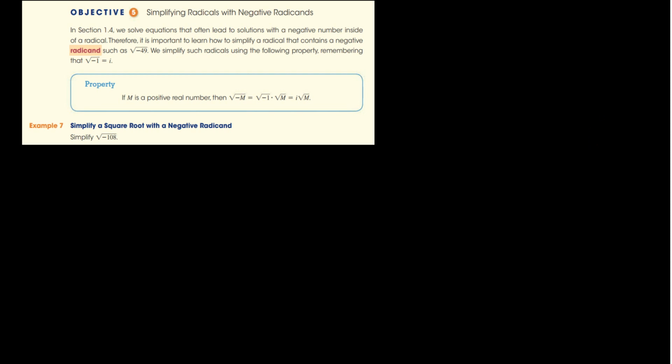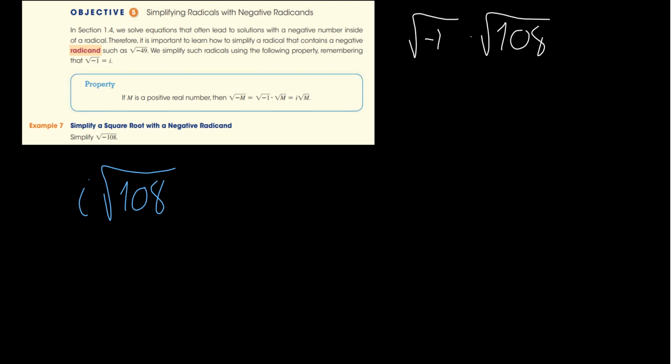All right, so example 7, simplify the square root of negative 108. And the first thing I'm going to do is just write i times the square root of 108. And of course, to get there, if you wanted to, you could do the square root of negative 1 times the square root of 108. And then, of course, the square root of negative 1 is i, and then we have times the square root of 108, which is exactly what I have down here. But again, I skip the white part, and I'm just going to pull an i out. That's it.